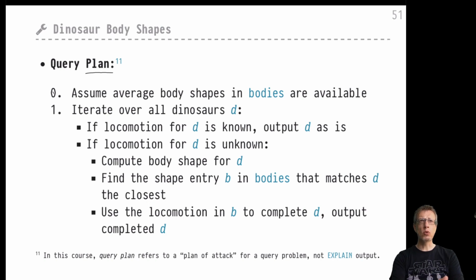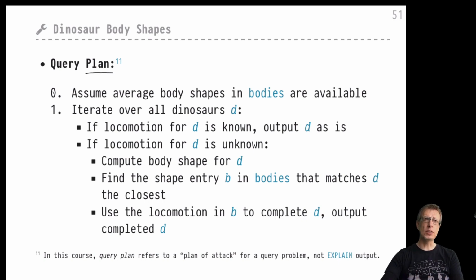And what would be the plan for the dinosaur body shapes query? Well, we would start out with the bodies part, and in the rest of the query, we would rely on the bodies table already being present. The details of how this bodies table has been computed, what went into that, is actually not important at this particular point. We just rely on the bodies table to be present.